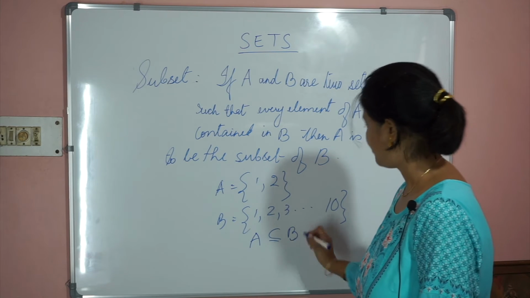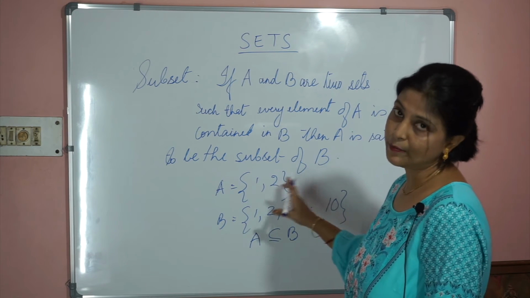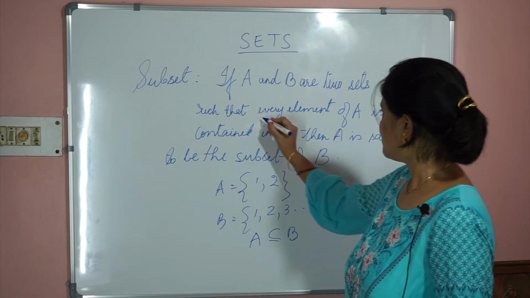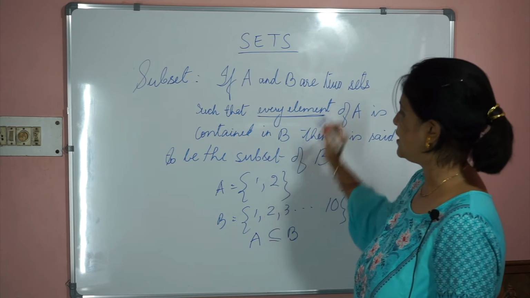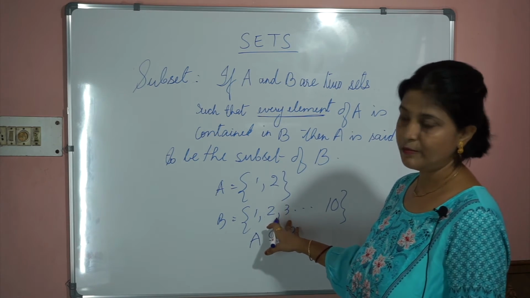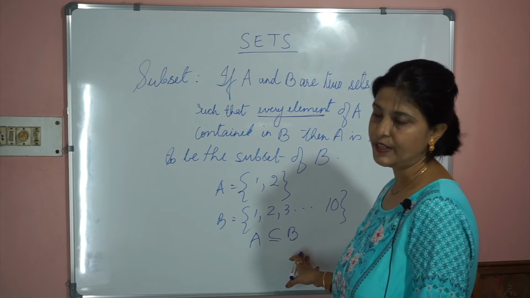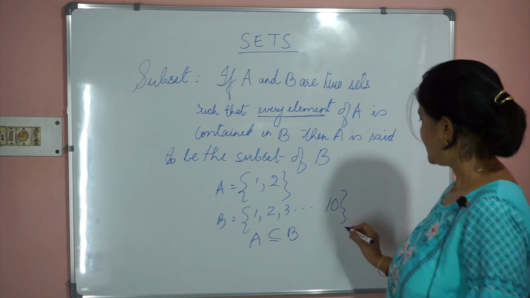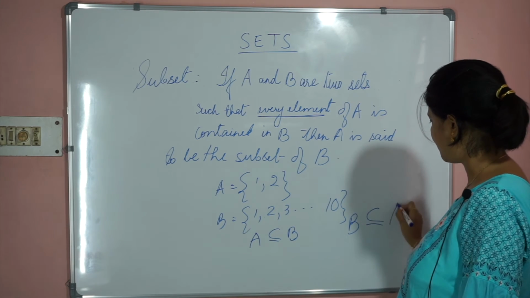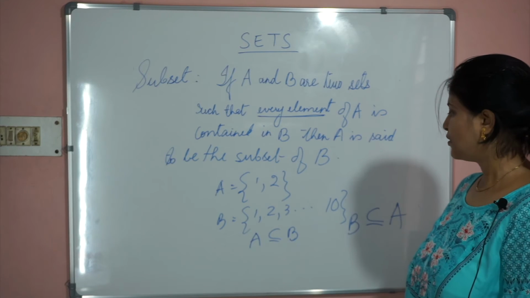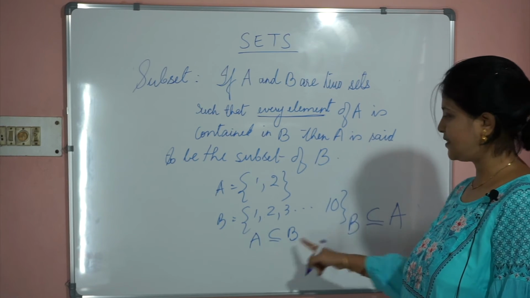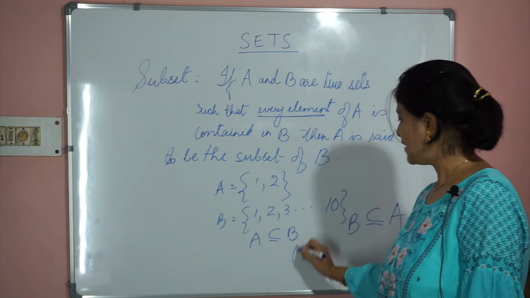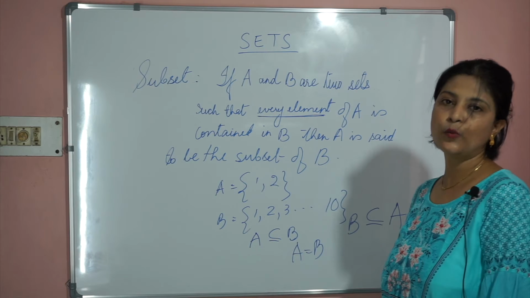If every element of A is present in B, then A is a subset of B. Suppose, in a different case, every element of B is present in A, then I would say B is a subset of A. When both these conditions occur, that is, A is a subset of B and B is a subset of A, then A and B become equal sets.